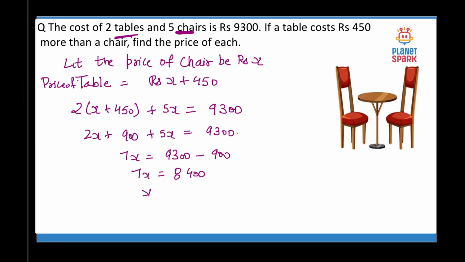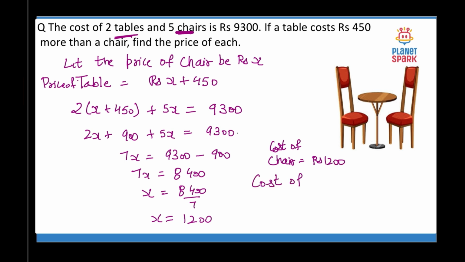7 is multiplied on LHS. If I take it to RHS, it would be divided. So x is going to become 8,400 divided by 7, which is 1,200. Further, this means that the cost of the chair is rupees 1,200. Cost of chair was x. Now x has turned out to be 1,200. So cost of chair is rupees 1,200.